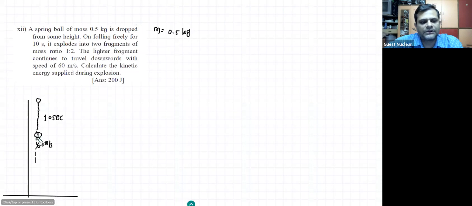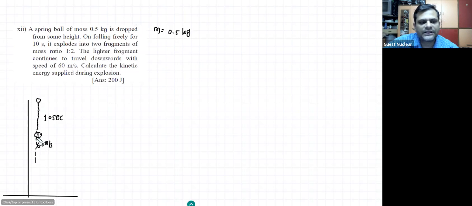Okay, so since the lighter fragment just continues to move in the downward direction, let us assume that the other fragment, the heavier fragment we'll say, will be moving along this line only, maybe either upwards or maybe downwards. It is not clear so far. We don't know yet whether it will go upward or downward. And we want to calculate the kinetic energy supplied during the explosion.